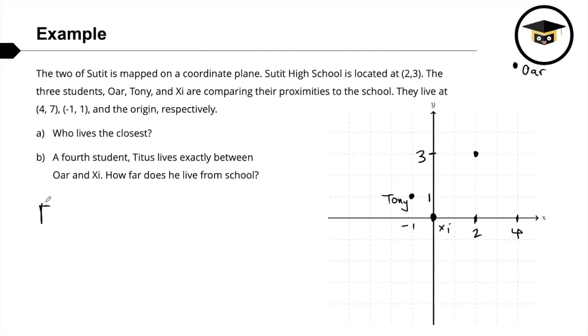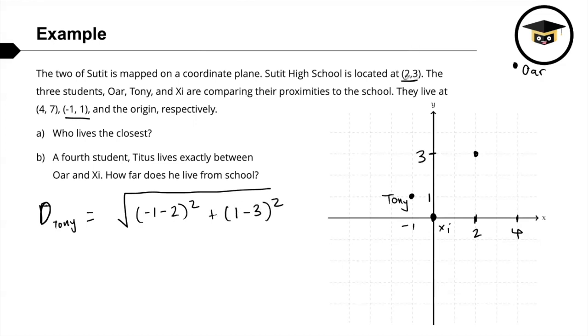So distance of Tony, so I'm just going to do capital D with a mini Tony there. That's going to be the square root of, so Tony is coordinate negative 1, 1, right? So that's going to be negative 1 minus 2 all squared plus 1 minus 3 all squared. So I'm minusing it with this coordinate here. So that's equal to negative 1 minus 2 is negative 3. Square that is 9. 1 minus 3 is negative 2. Square that is 4. And that is equal to root 13.